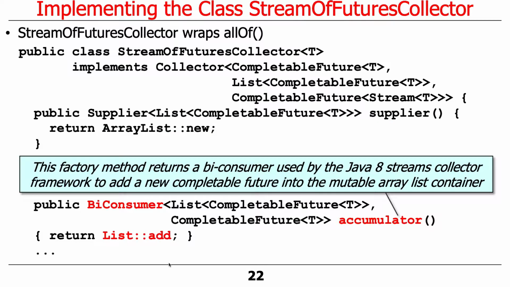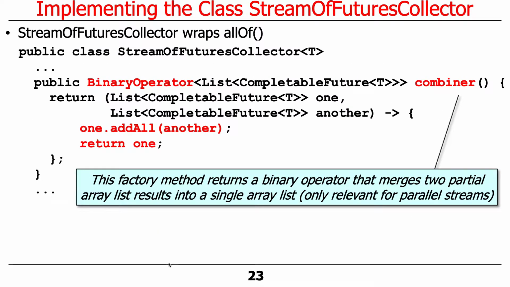Likewise, accumulator is also a factory method. It returns a BiConsumer that the streams collector framework uses to add a new completable future into the mutable array list container, which was created by the supplier returned from this factory method. Here's combiner. It returns a binary operator that can be used to merge two partial array lists together. This is only relevant if you're using parallel streams, which we're not.